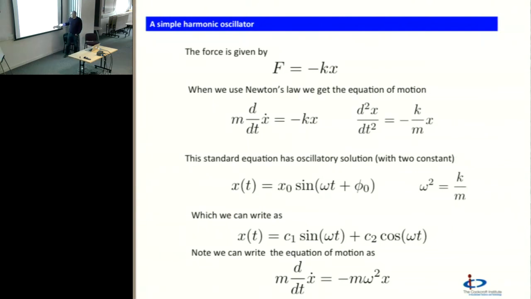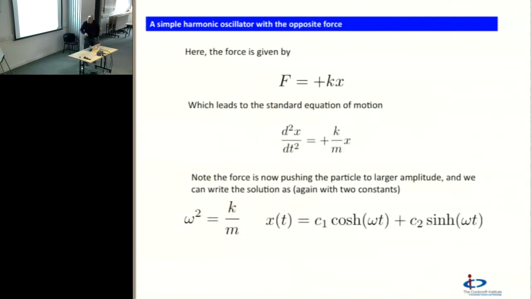We can also write the whole solution in a different form. There's sine omega t plus cos omega t, and the constants have become c1 and c2. And it's a good first year problem in tutorial number 1 to relate c1 and c2 to x0 and phi0. That's dead easy. Which means we can just write the equations of motion as that. So what we've done is we've found the force, we've found the motion, and we've found it's oscillatory.